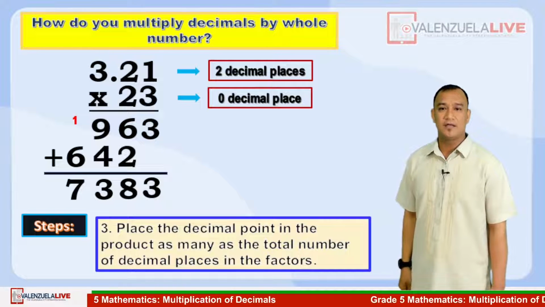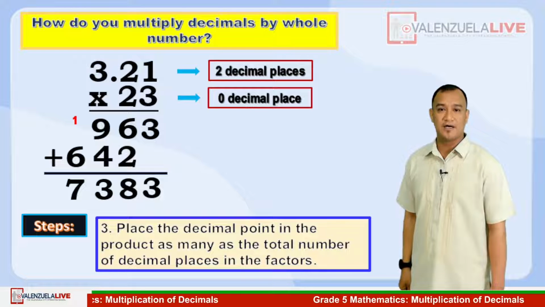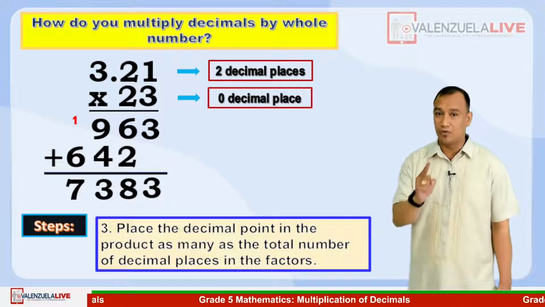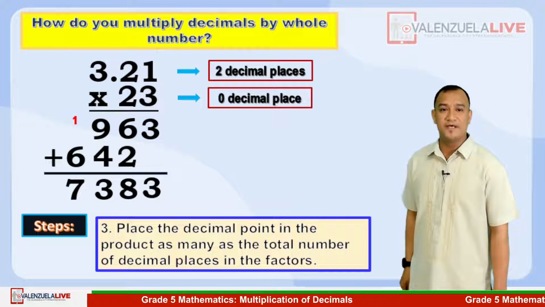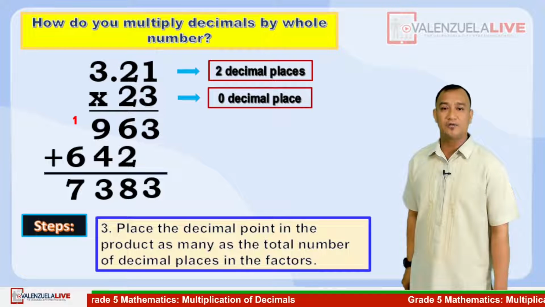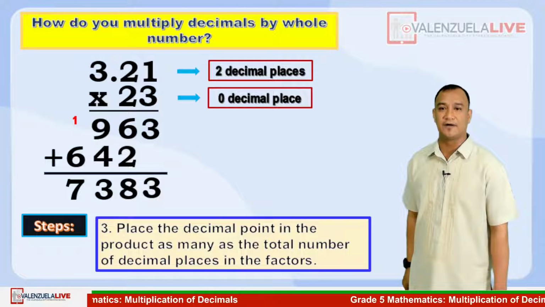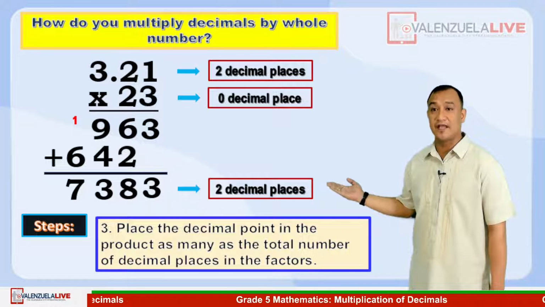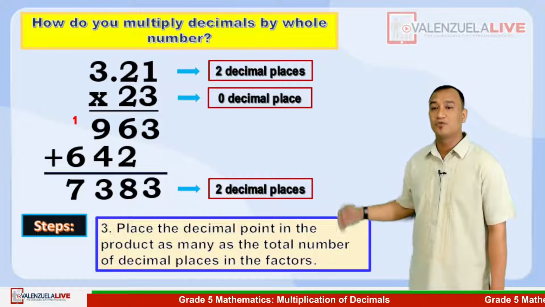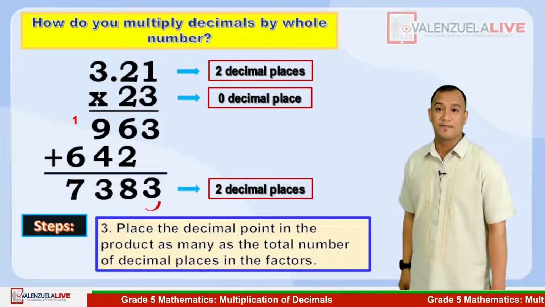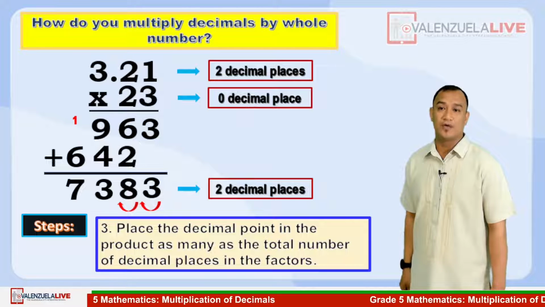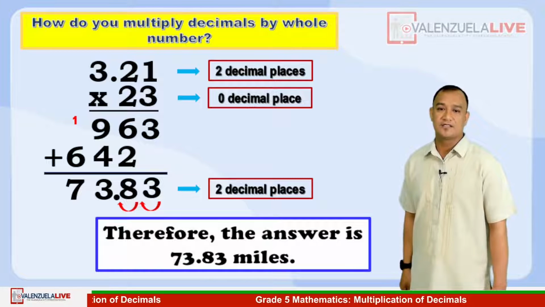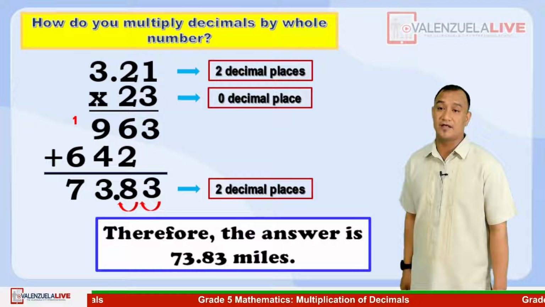For our step 3, place the decimal point in the product as many as the total number of decimal places in the factors. Okay, take note of this, class, that we always move the decimal point from right to left according to the number of decimal places in the factors. So in this case, we have a total of 2 decimal places in the factors. So let's move twice from right to left. 1 and 2 and put the decimal point. So therefore, the answer is 73 and 83 hundredths miles.